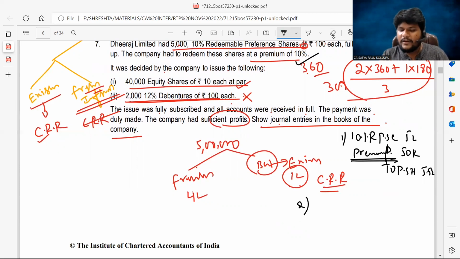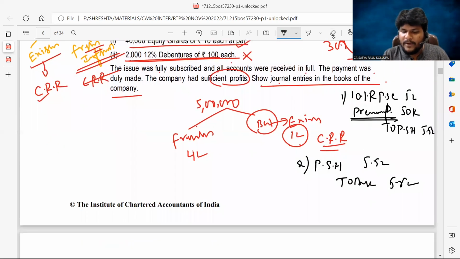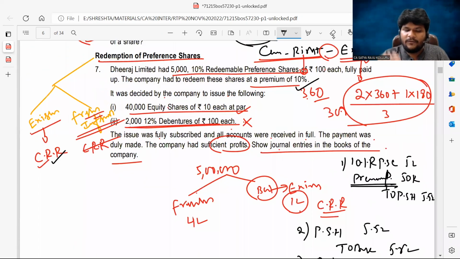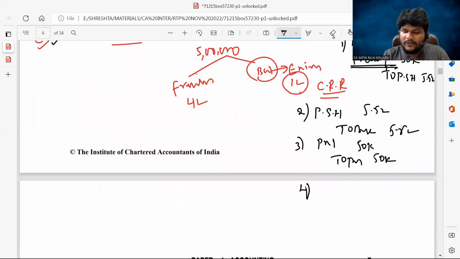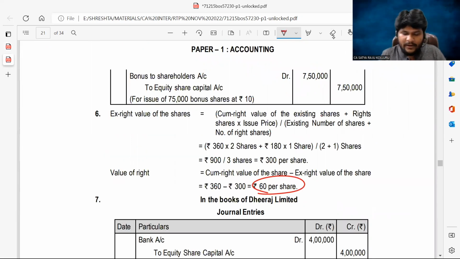Okay, just wait. In the next entry, we can make set off. First, for such preference shareholders, you can pay the amount to bank, which was 5.5 lakh. Now you can set off the premium with P&L, that is P&L to premium, that is 50,000. Don't forget to transfer 1 lakh amount to the CRR. To creation of CRR, you can utilize any of the free reserve as you wish. So I'm writing P&L to CRR, or any other general ledger or anything is there, you can utilize. Those are the normal entries you need to pass.